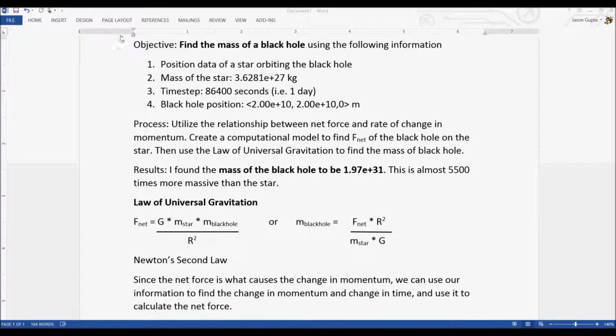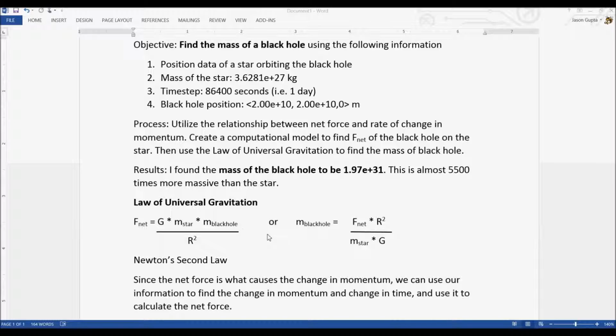Hello. In this lab, I found the mass of a black hole using the relationship between the net force and the rate of change in momentum. I was given position data of a star orbiting the black hole, the mass of the star, and the black hole position. I then created a computational model to find the net force of the black hole on the star. By using the law of universal gravitation, I found the mass of the black hole to be 1.97 times 10 to the 31st power. This is almost 5,500 times more massive than the star.